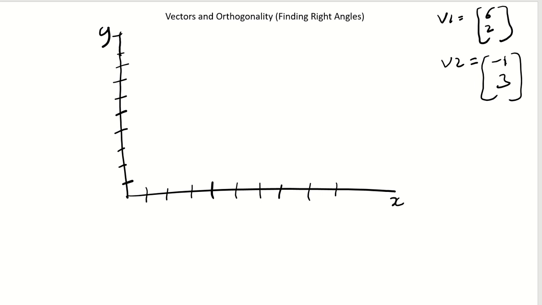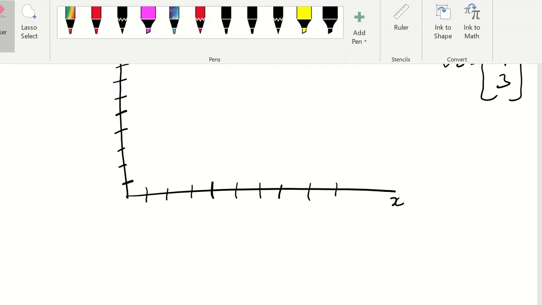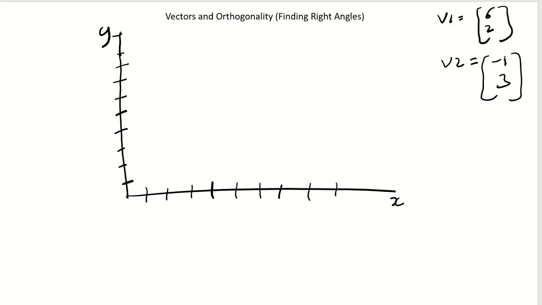What is the process? Let's say we have two vectors, and this is the coordinate plane. This is the x-axis, and this is the y-axis. Let's plot these two vectors here. 6, 2 will be somewhere here: 1, 2, 3, 4, 5, 6 on the x-axis, and 2 on the y-axis. So I'll join this. This will be 6, 2, and I'll write it like this.